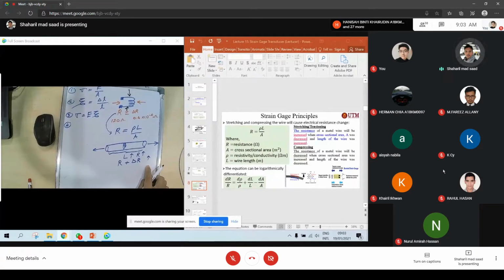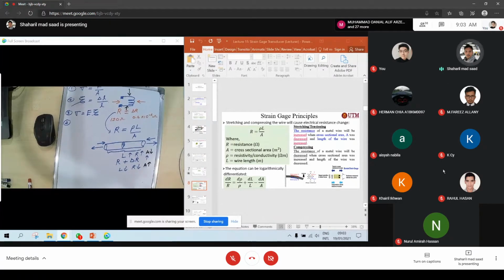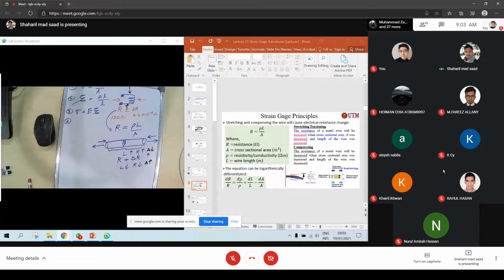When you compress it, your L will be decreased, so R also will be decreased. What happens to the area? The area will be increased. That's the concept. So this formula is only to determine whether the strain gauge resistance will go plus or minus. For this one, you get R minus delta R.